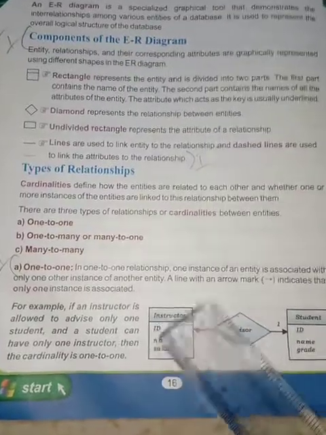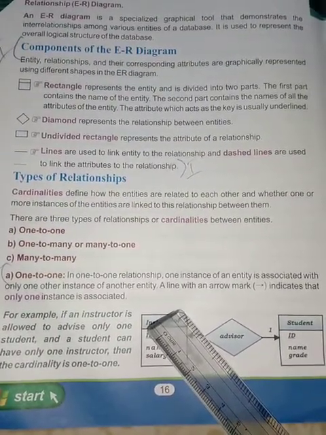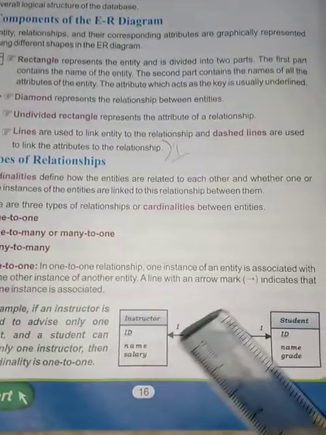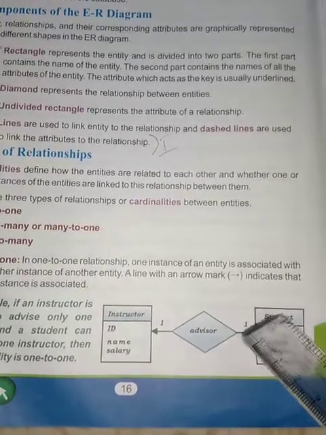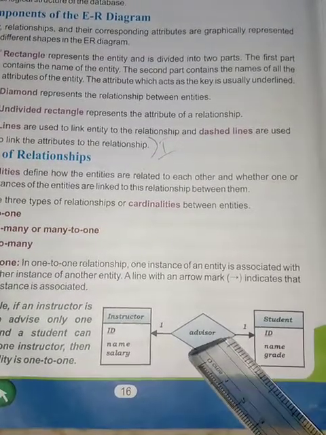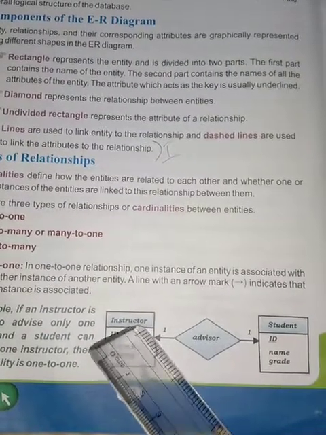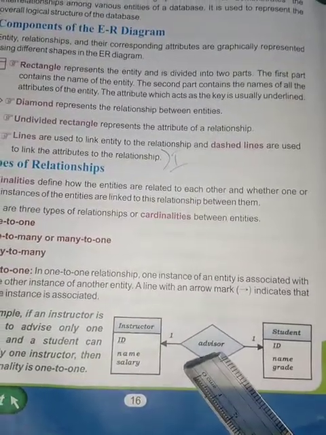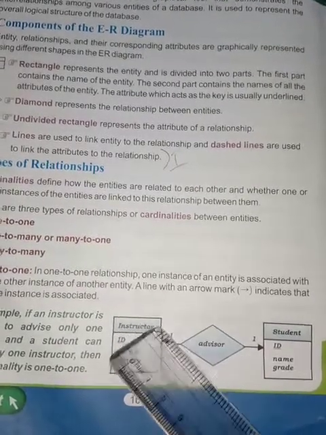One more example for one-to-one relationship is president and a country. So president is one entity, country is one more entity. One country can have only one president, right? A country cannot have more than one president, so it can have only one president.